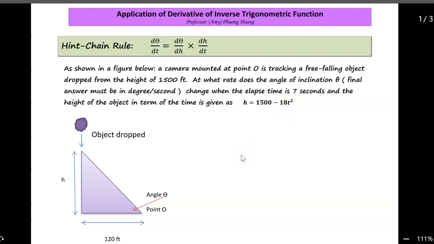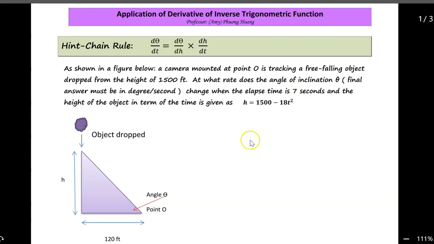Alright, so to work with this particular question, you need to find the equations to solve for the angle right here in terms of the height and in terms of t, because they are asking for the rate at which the angle of inclination theta changes when the time is at 7 seconds.